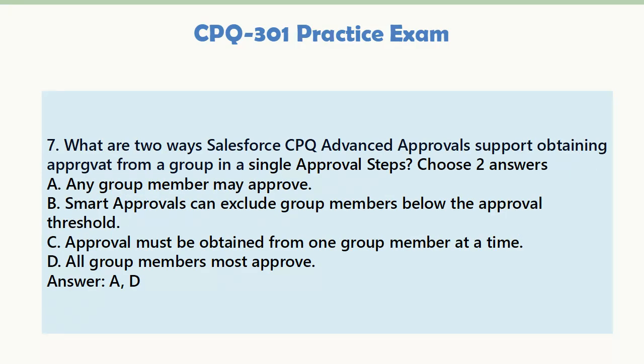7. What are two ways Salesforce CPQ Advanced Approvals support obtaining approval from a group in a single approval step? Choose two answers. A. Any group member may approve. B. Smart approvals can exclude group members below the approval threshold. C. Approval must be obtained from one group member at a time. D. All group members must approve. Answer: A, D.